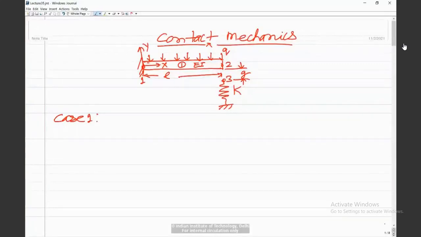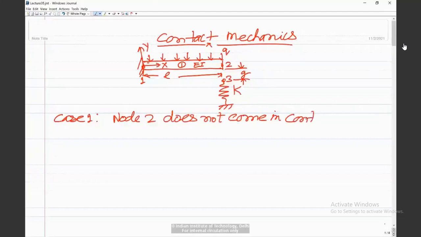The initial possibility is that load Q is such that the beam at node 2 does not touch node 3. So we can say that node 2 does not come in contact with node 3.